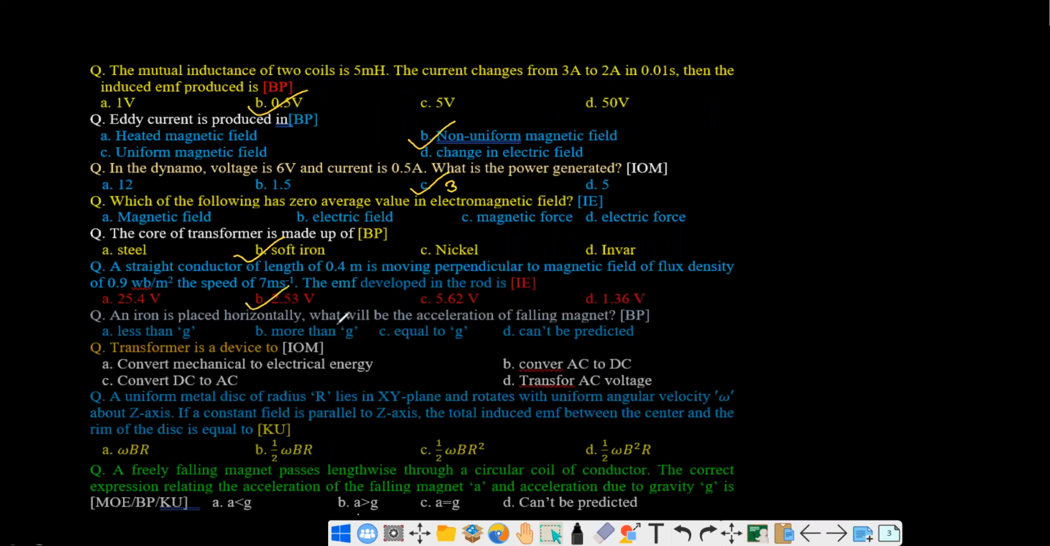An iron is placed horizontally. What will be the acceleration of falling magnet? Okay, an iron is placed horizontally. What will be the acceleration of falling magnet? See, here we have placed the magnet this way, and we have made the magnet to fall down.